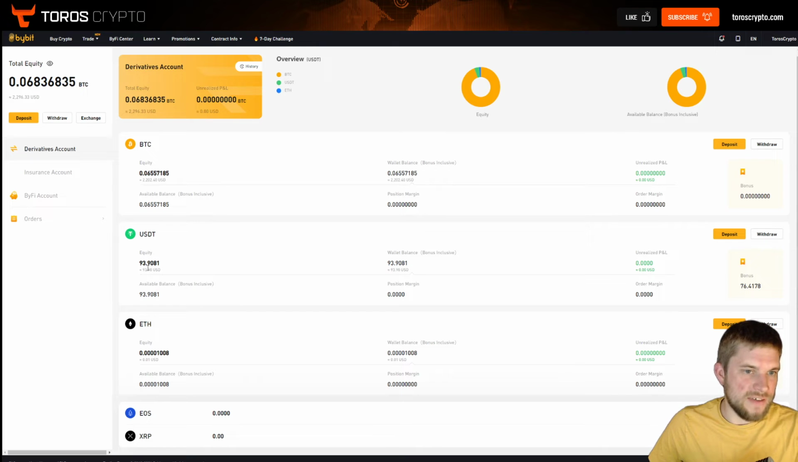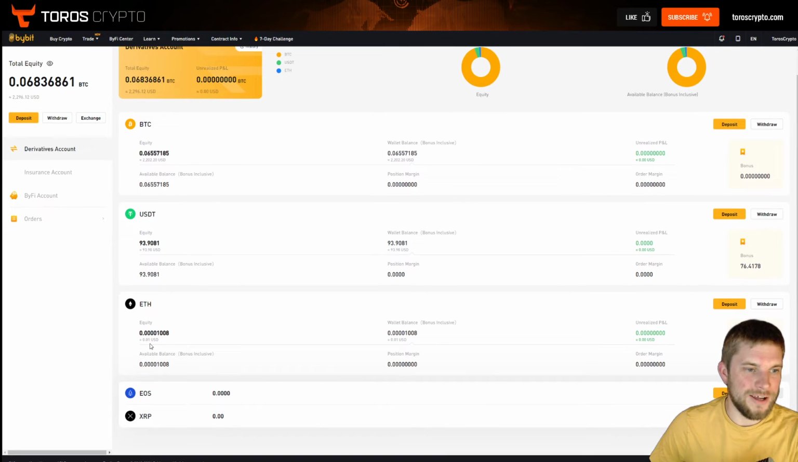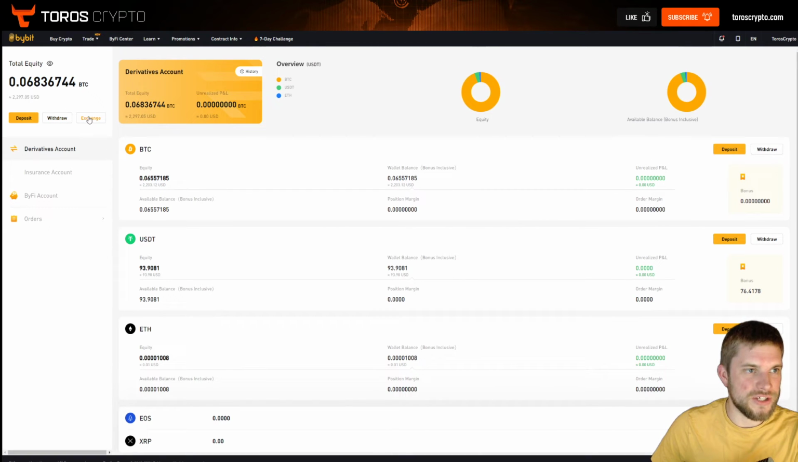Okay, so you can see here on this demo account, we currently have $2,296. We have some US dollar tether in here, and we have some Bitcoin in here. We have a tiny little bit of Ethereum as well, like 1 cent worth of Ethereum. Now within this, you can exchange.